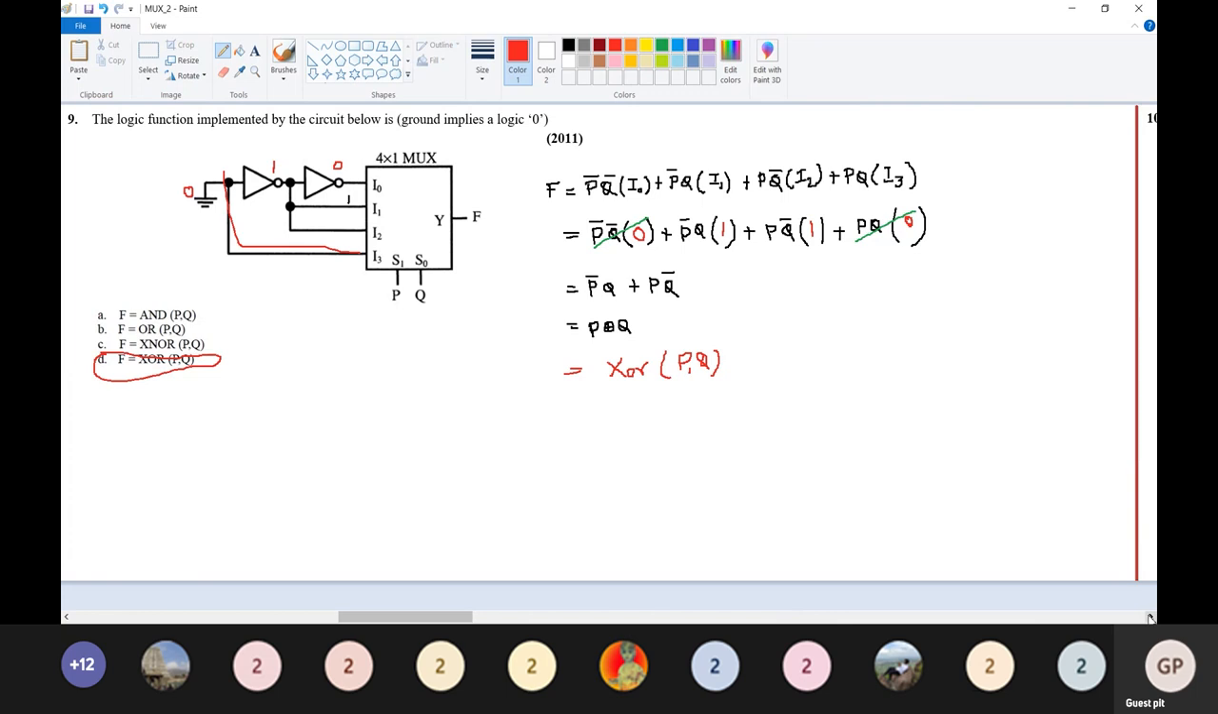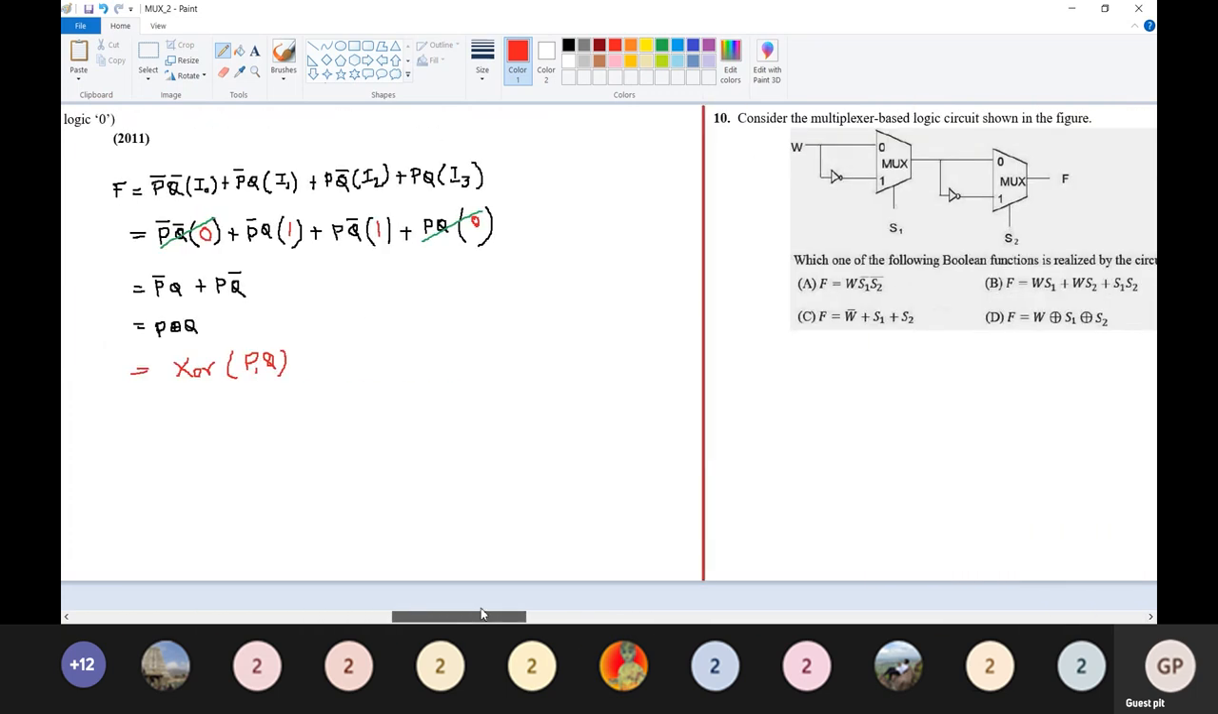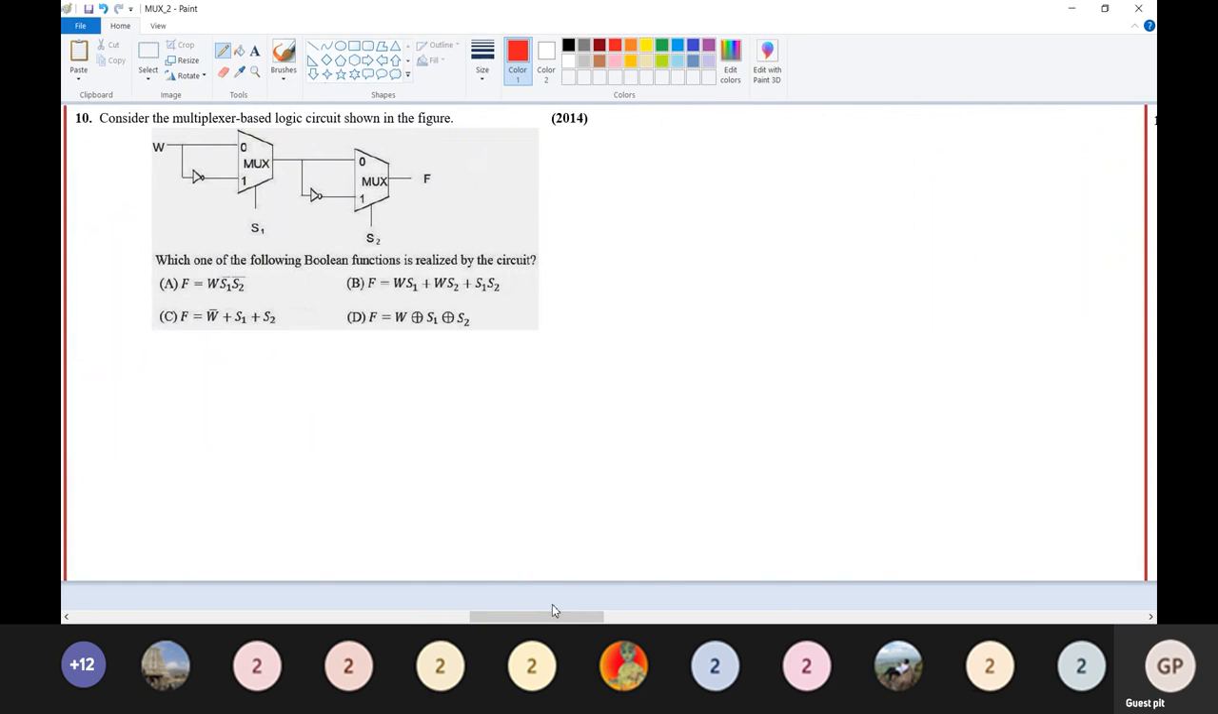Okay. We move to the next question. In this question, it's given: consider the multiplexer based logic circuit shown in this figure. Here we have 2:1 multiplexers. Which one of the following Boolean expressions is realized by the circuit? First we will consider the first multiplexer, and we'll consider this output as X.